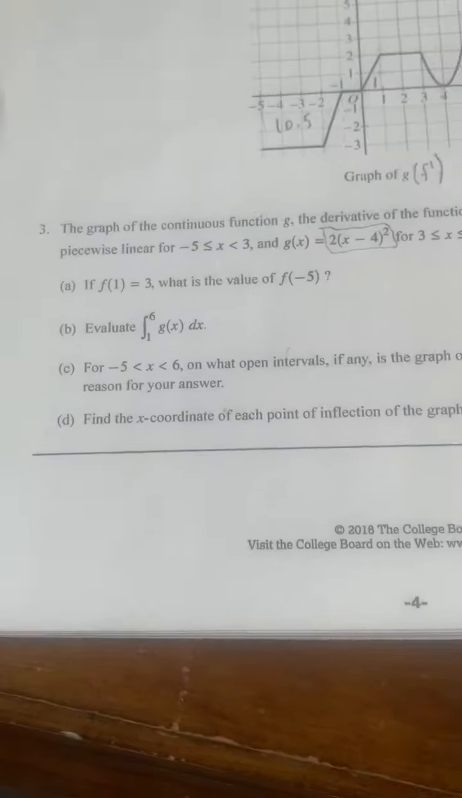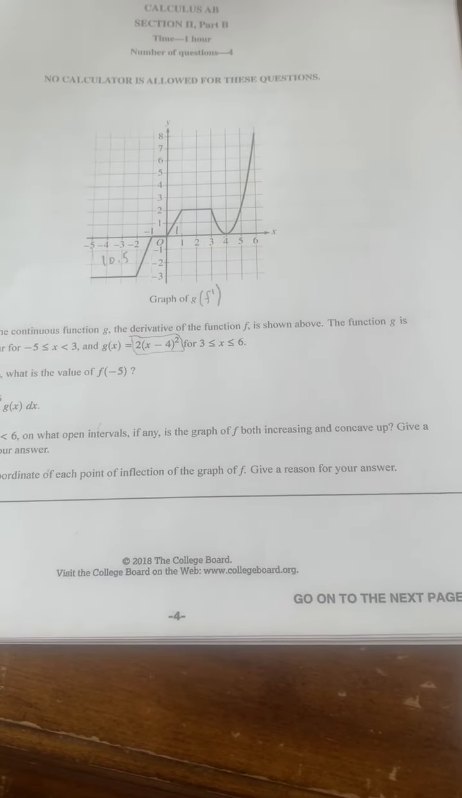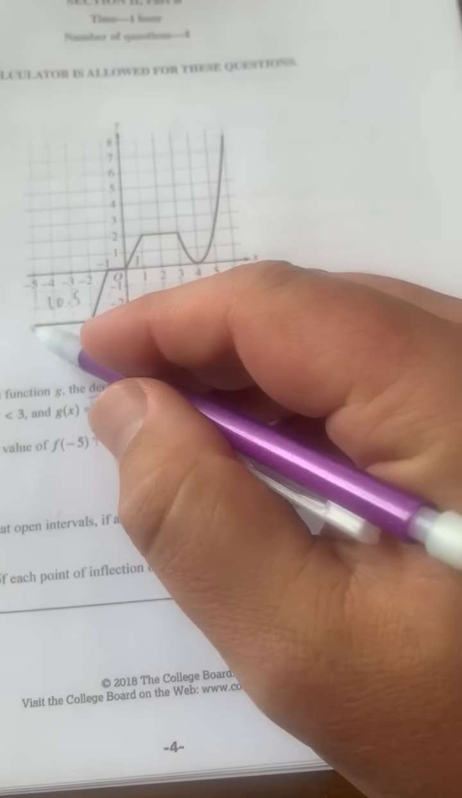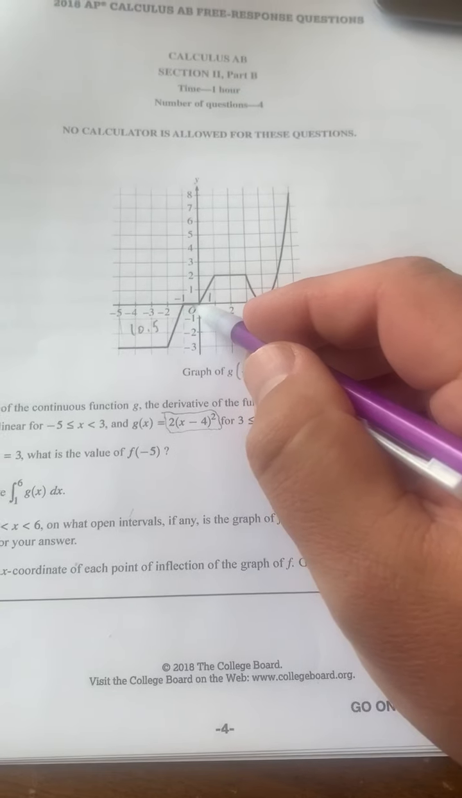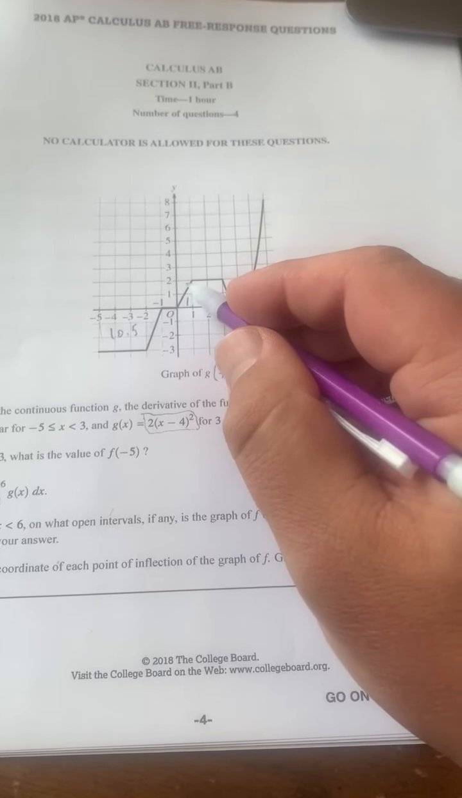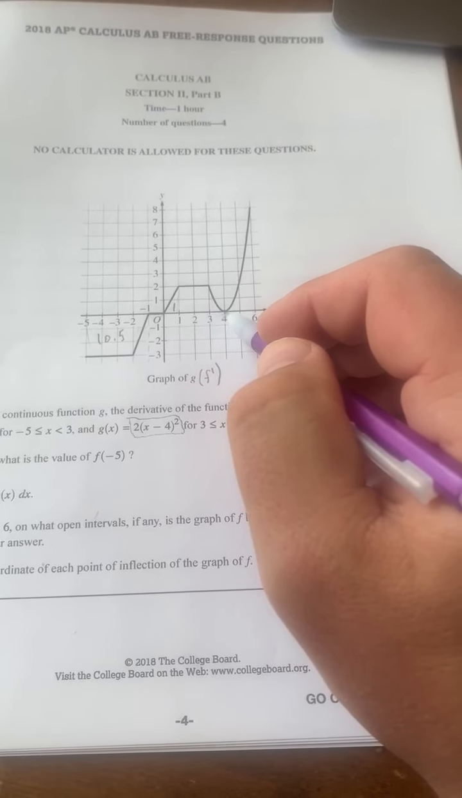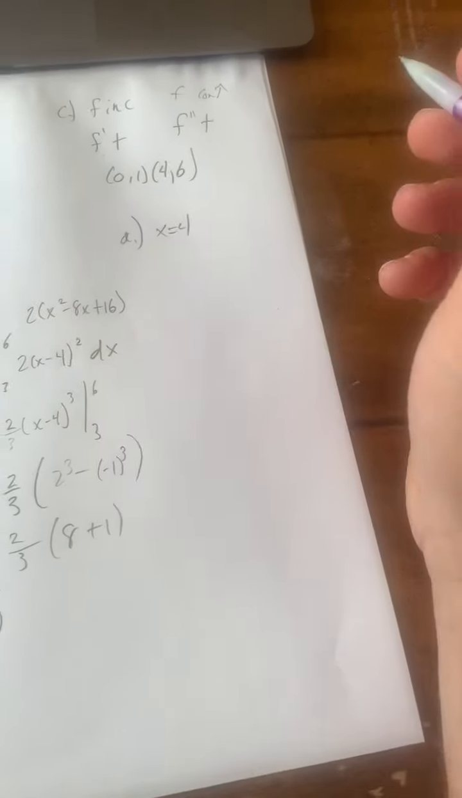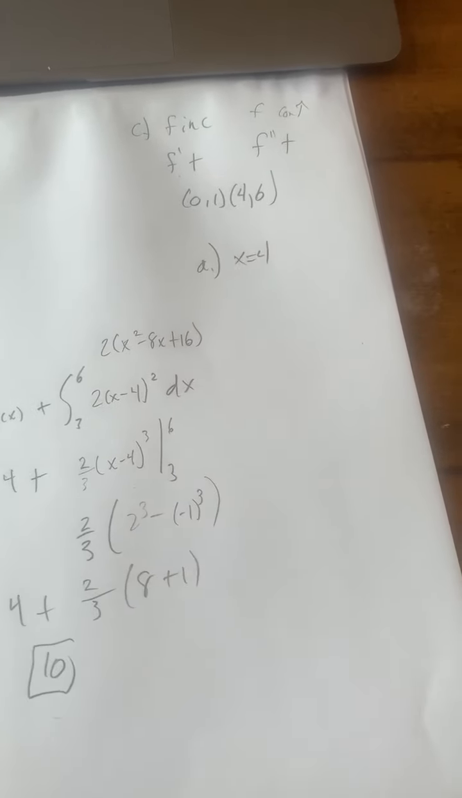And then we're to D. It says find the x-coordinate of each point of inflection. So a point of inflection is a place where the second derivative changes signs. So you'll notice here it goes from 0 to positive, that's not a sign change. Positive to 0, not a sign change. 0 to positive, nope. Positive to 0, nope. 0 to negative, nope. But right there, the second derivative changes signs. So I would say at x equals 4 is my point of inflection because that's the place where f double prime, or g prime, changes signs. Okay, guys.